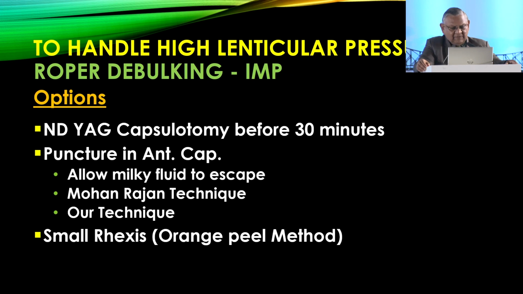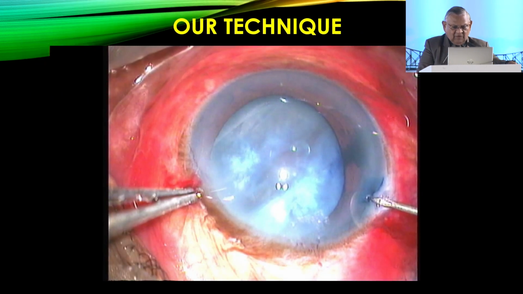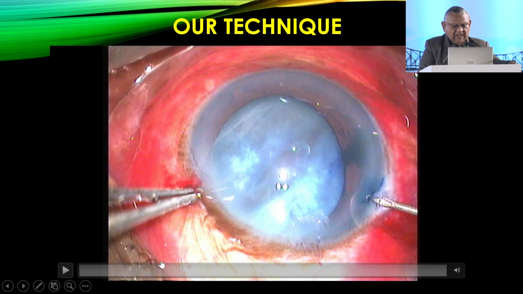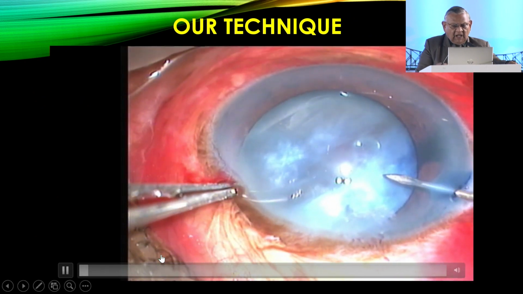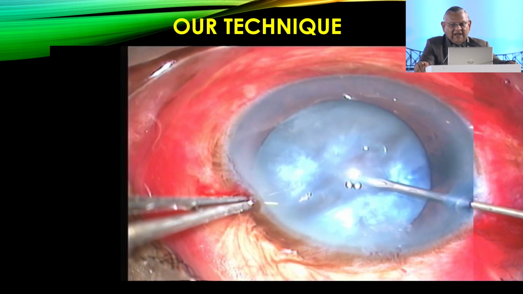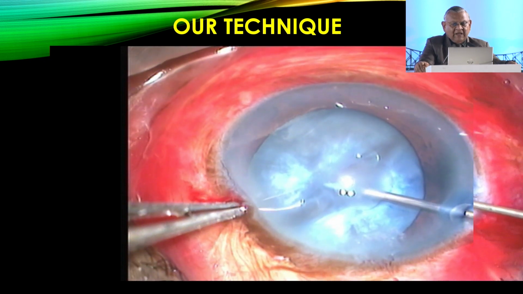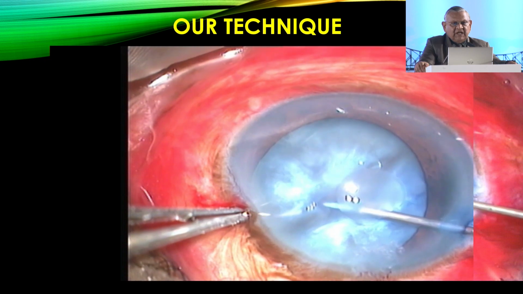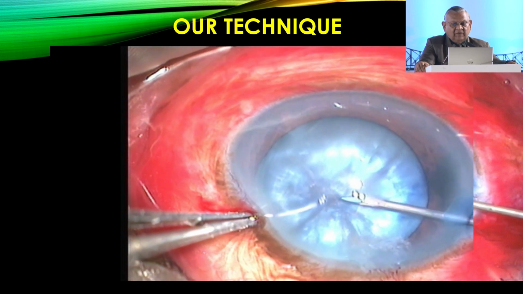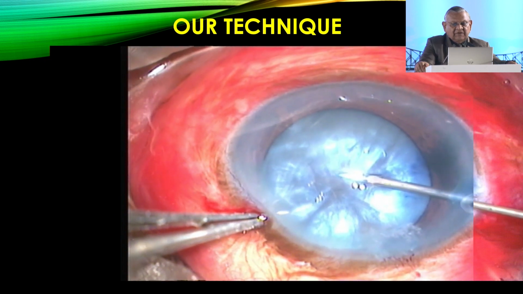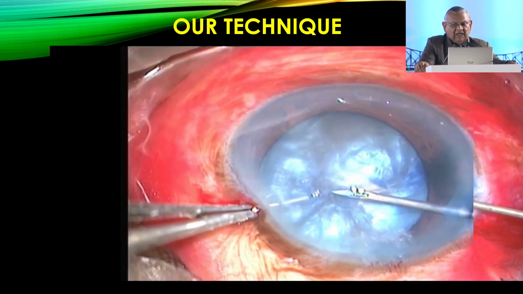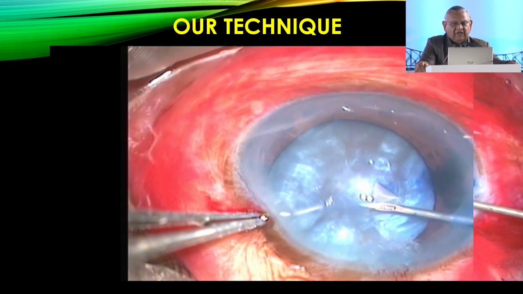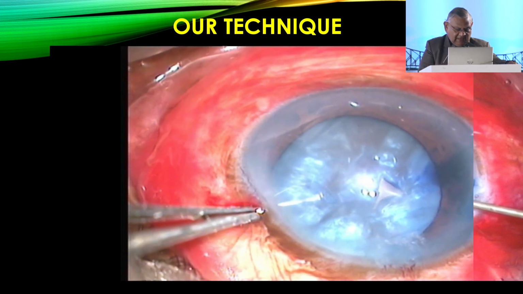And this is what we have developed as our technique. There is another way, where you can make a small rhexis initially, like an orange peel, and then continue with the phaco. This is our technique. What we do here, you can see that. Actually, I'm holding the eye, and I'm holding the needle, and my assistant aspirates the fluid. You can see that. It has to be very, very controlled so that the rhexis doesn't enlarge.